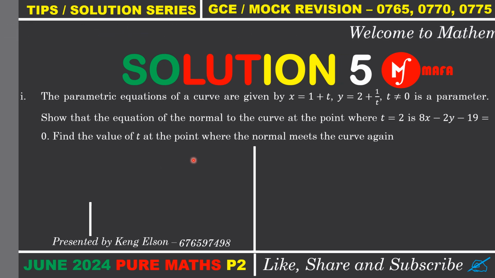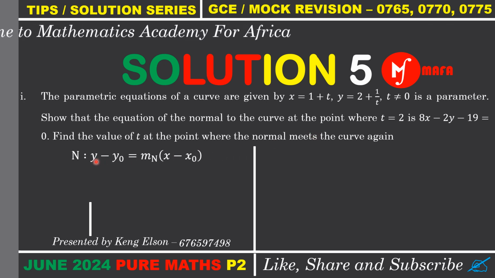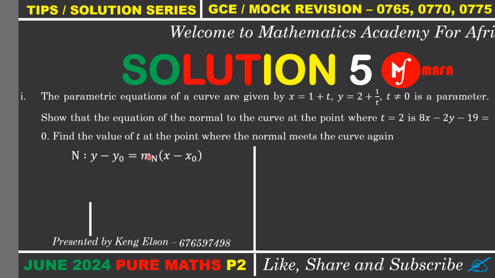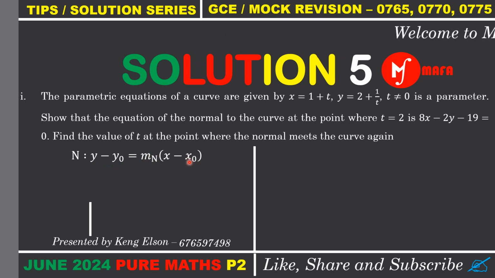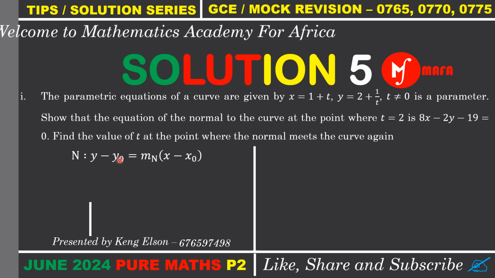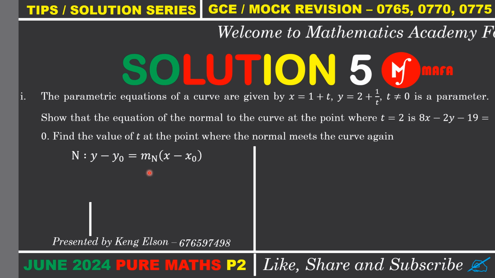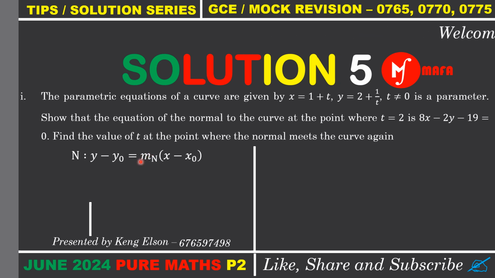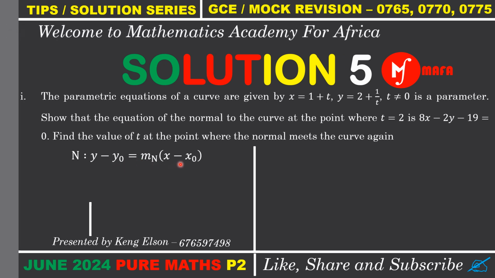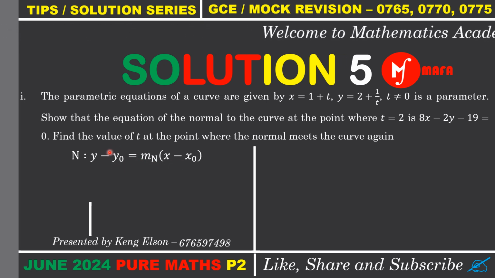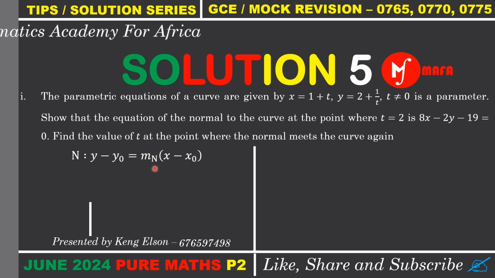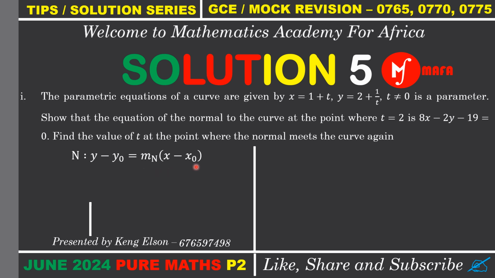Alright, now the normal to the curve is at a point. So generally, a line is defined by the equation y minus y0 equal to m into x minus x0. x0 and y0 are the x and y coordinates of the point where that line is touching the curve. m here is the gradient of the line, so I'm specifying that it is mn, the gradient of the normal. So there are just 3 things we need to find here and then proceed. We need to find the y coordinate of the point, the x coordinate of the point, and the gradient of the normal. So let's begin with the x and y coordinates of the point.